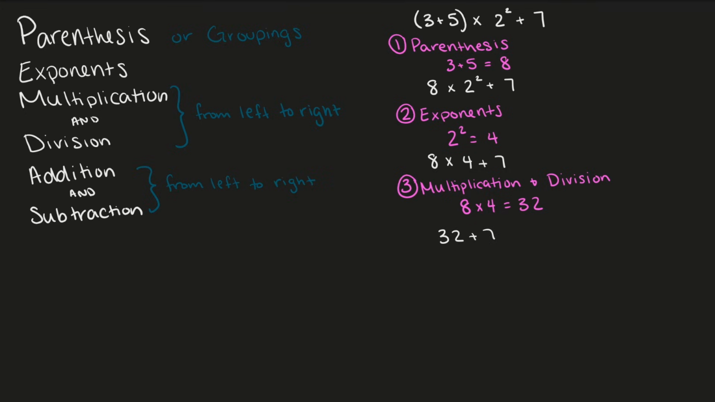So now this leaves us with 32 plus 7, and our last step is addition and subtraction from left to right. So anywhere we have addition or subtraction as we're moving from left to right, we're going to perform that operation. So all we have left is addition, and 32 plus 7 is 39, which means the value of our expression is 39. Here's another expression you may have.